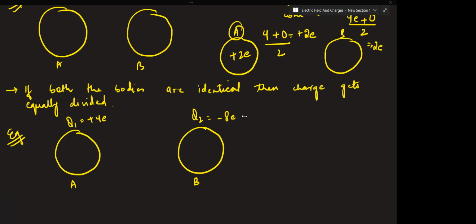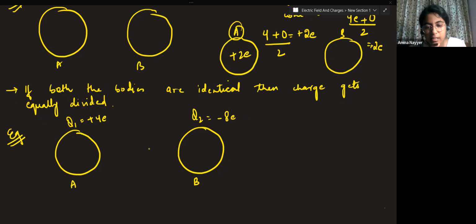So Shravya says minus 2 electron charge on both. Khalid says A has plus 2 charge and B will have minus 4 charge on contact. Yes, Mamna, you are right. Yes, Khalid, it will be minus 2 on both of these. See, both of these objects are identical, so the charges will get divided equally.